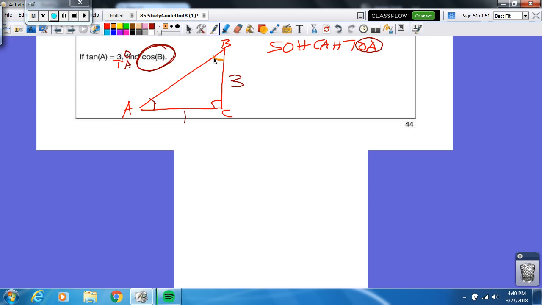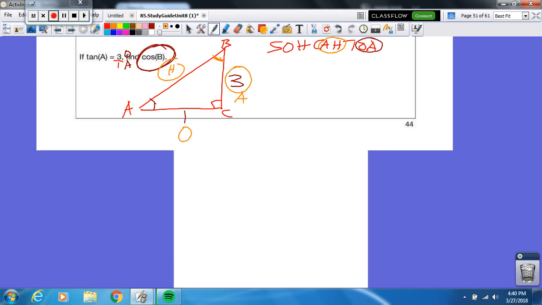Cosine of B. So now I'm looking at B here. Cosine is the adjacent over hypotenuse. So what's the adjacent to B? Yeah, 3. This is the opposite. This is the adjacent. This is the hypotenuse. So I need the hypotenuse. How am I going to get it? Pythagorean theorem.